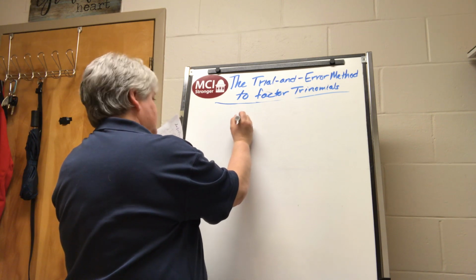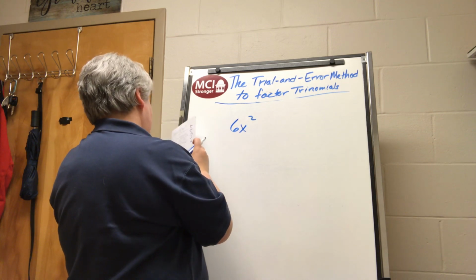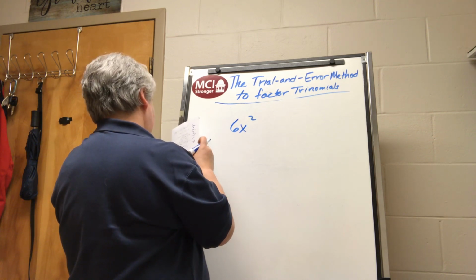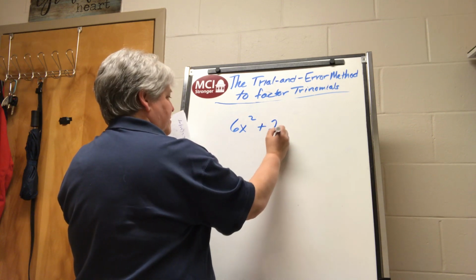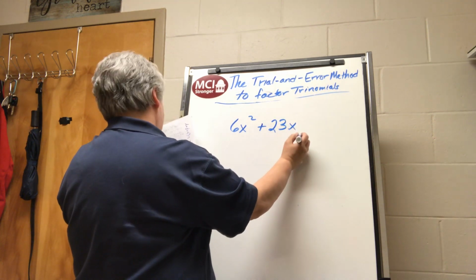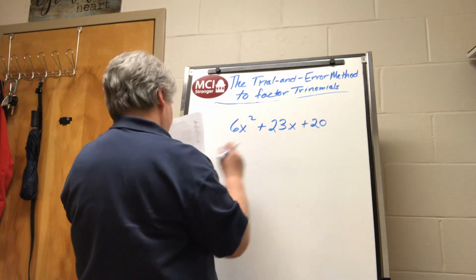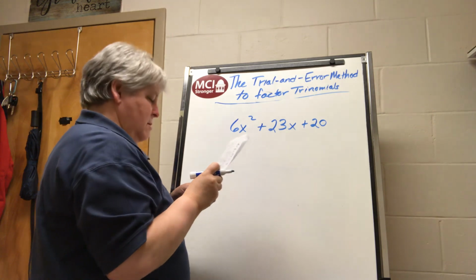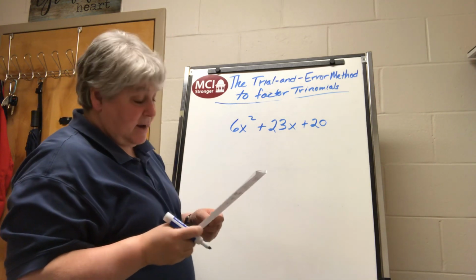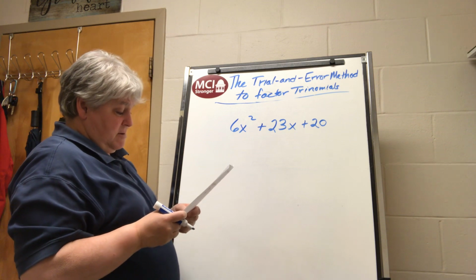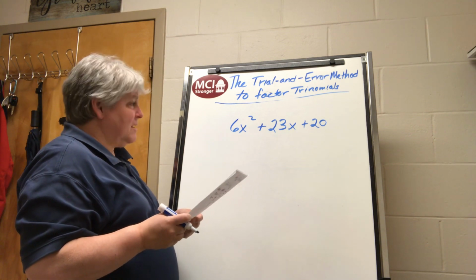So 6x squared, and then plus 23x plus 20. You remember all that multiplying out we did in our head? I just had to do that right now. So I'm hoping that I did it correctly.